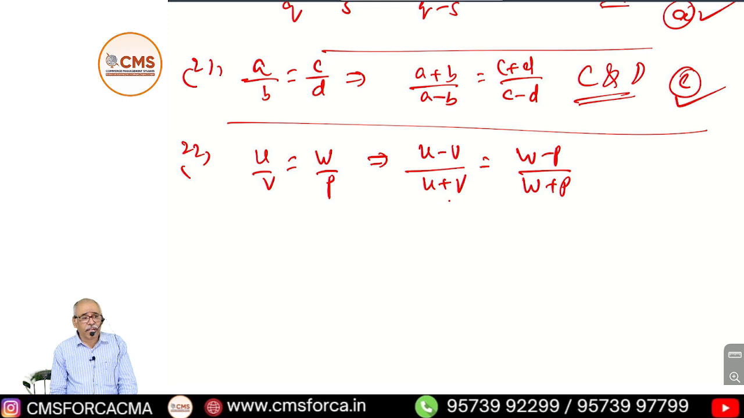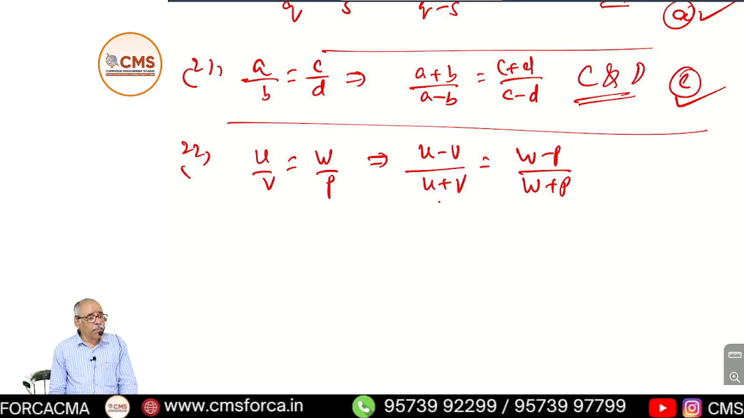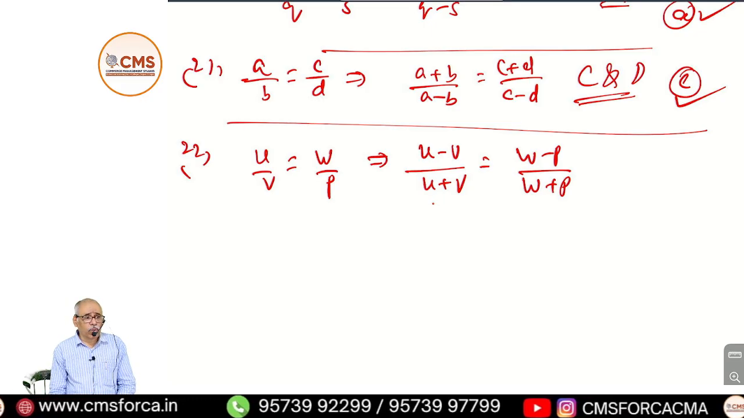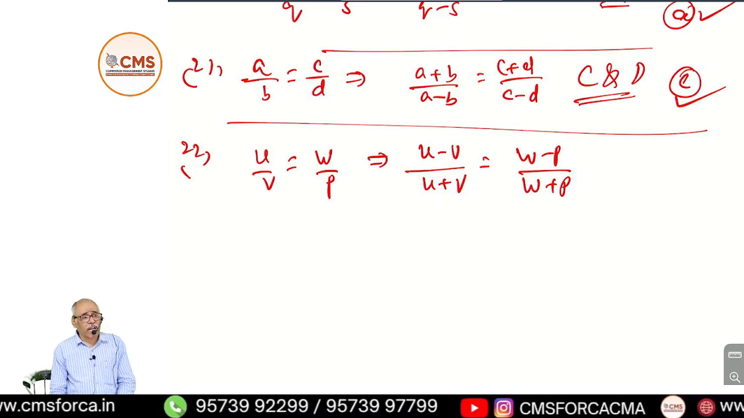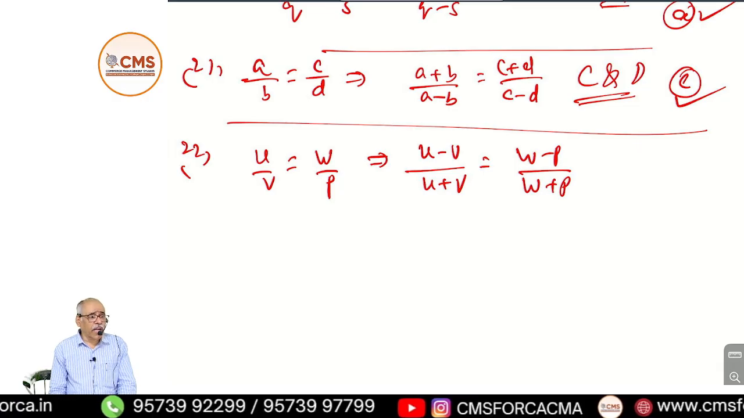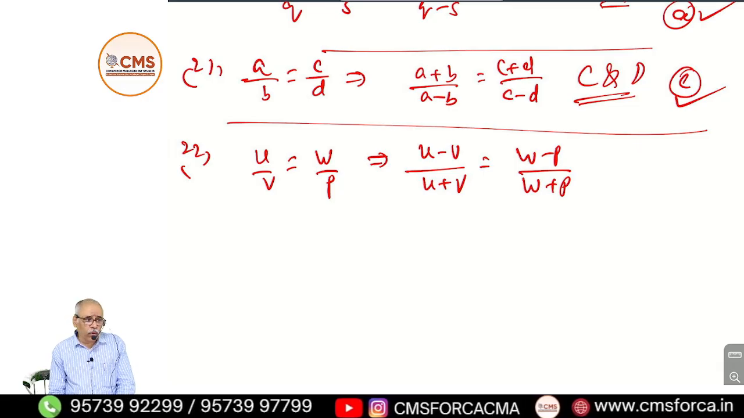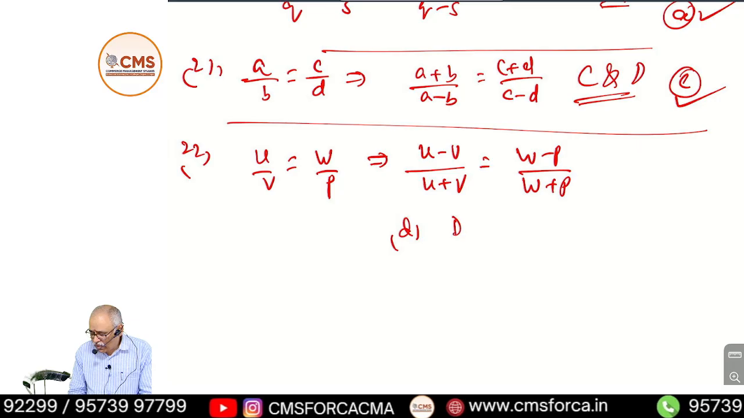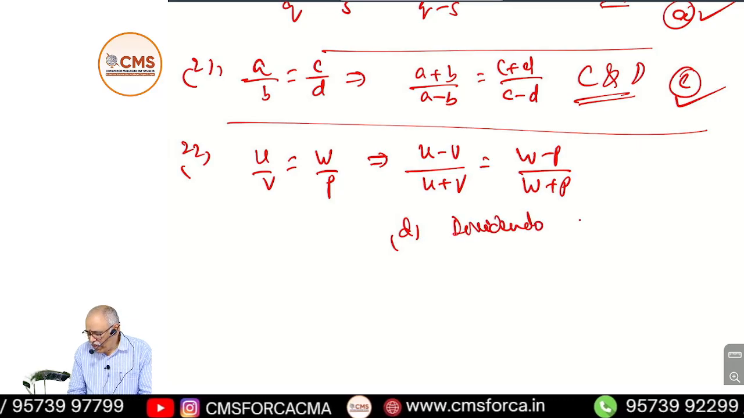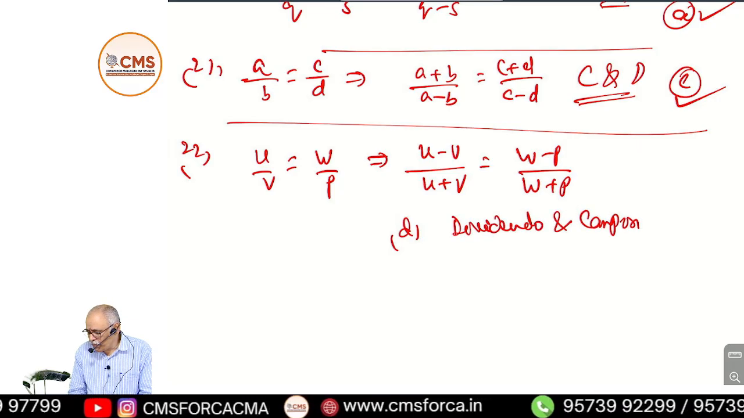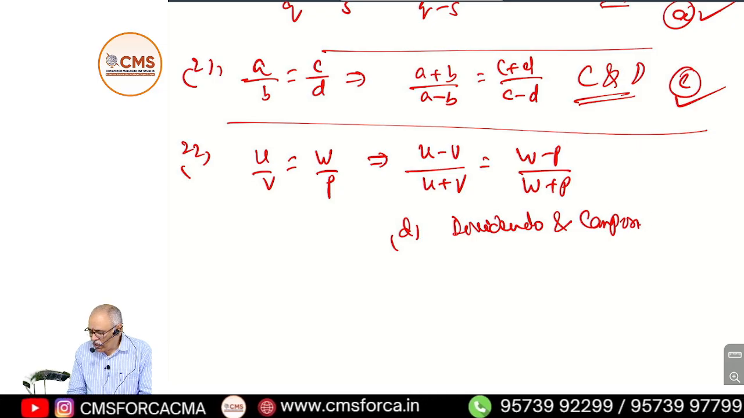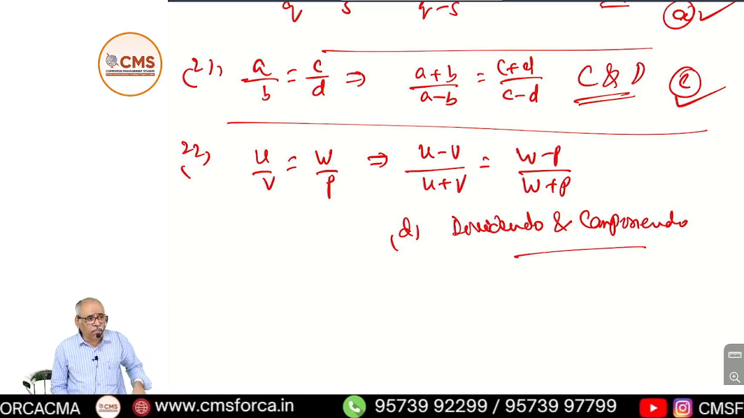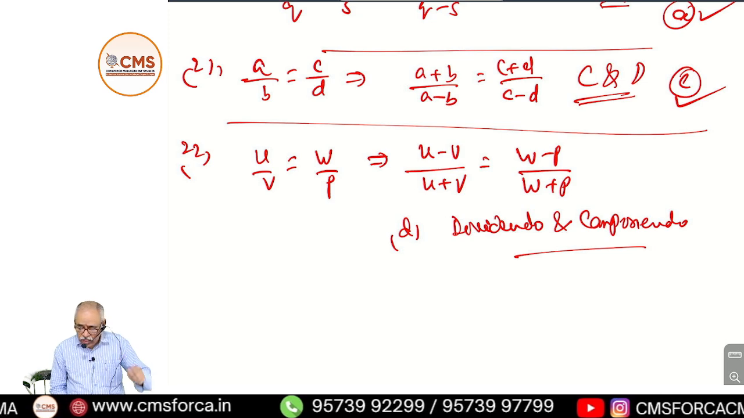What did they do here? First they applied componendo dividendo, then again they did invertendo. Otherwise you can say it like this also: first dividendo, then componendo. This is the actual option D. What you have to write is dividendo and componendo, the reverse process. None of these is there, so you write it yourself: dividendo and componendo.